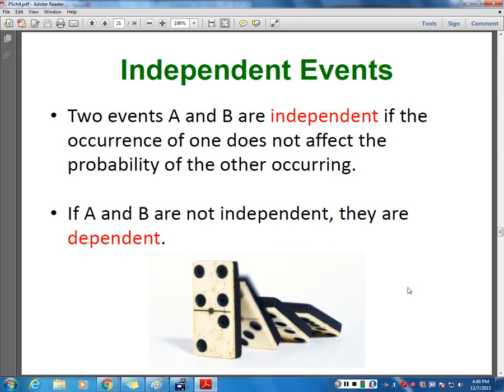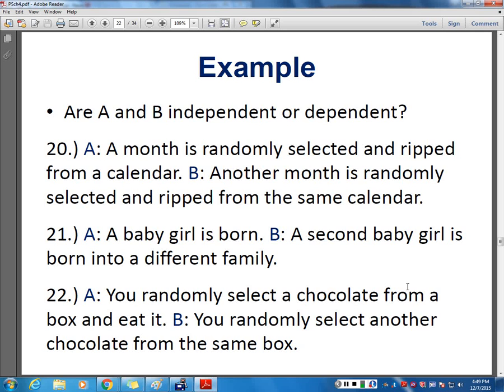Well, now let's talk about independent events. Two events A and B are independent if the occurrence of one does not affect the probability of the other occurring. They're independent, they stand alone. If A and B are not independent, then they are dependent. Let's look at some examples. Are A and B independent or dependent in these scenarios?